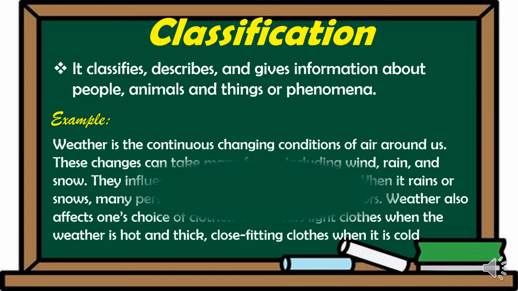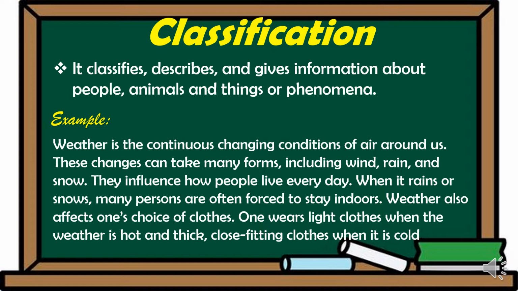Example: Weather is the continuous changing conditions of air around us. These changes can take many forms, including wind, rain, and snow. They influence how people live every day. When it rains or snows, many persons are often forced to stay indoors. Weather also affects one's choice of clothes. One wears light clothes when the weather is hot and thick, close-fitting clothes when it is cold.